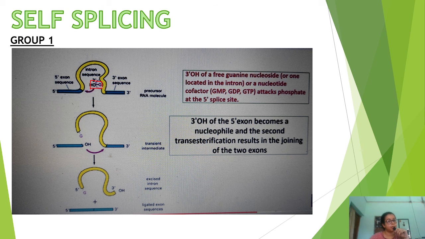What happens? This G, that is guanine, has an OH which forms a nucleophilic attack on this 5' splice site, as a result of which the phosphodiester bond between these two will be removed and this free OH will be formed. Again this OH will form a nucleophilic attack on the 3' splice site, and then the intron will be removed and the intron is in the form of a linear shape. This is very much important.